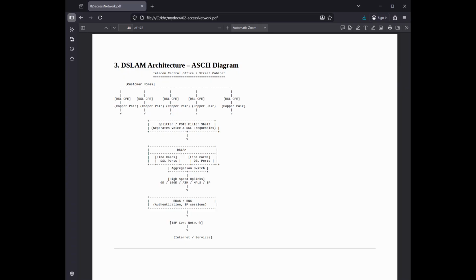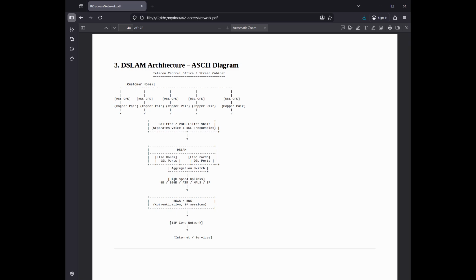optic backbones. DSLAM architecture. The architecture of a DSLAM is designed for high-density aggregation. It is essentially a modular chassis, a rack, that houses several specialized cards to manage hundreds of individual copper connections and merge them into a few high-speed uplinks. The internal architecture can be broken down into 4 main building blocks.